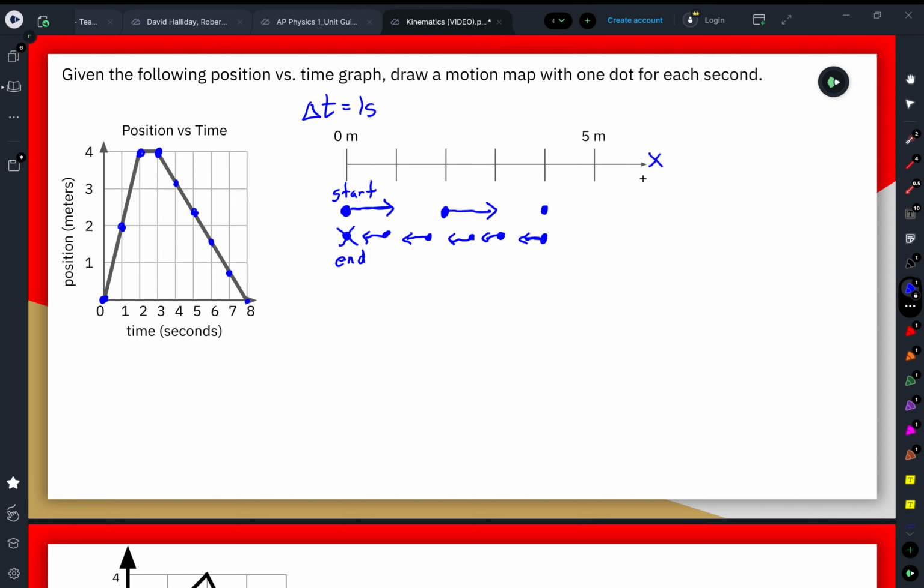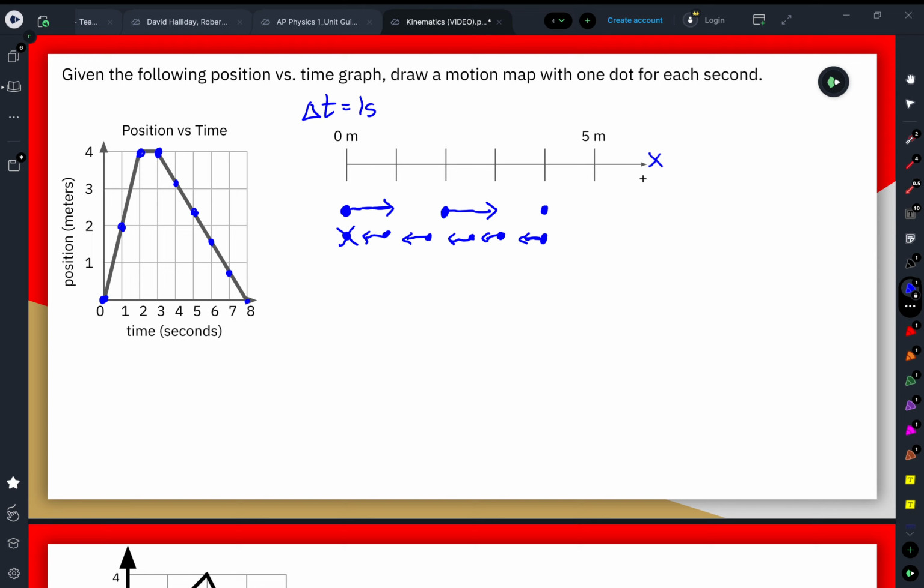Now, I can't put an arrow on that very last point, because I do not know if it's going to continue that trend or not. That's why I just cross it out and put the word end there. Now, this is really all we need for a motion map. Realistically, you can even get away without using the words, as long as we see the arrows, we can follow along with that trend.